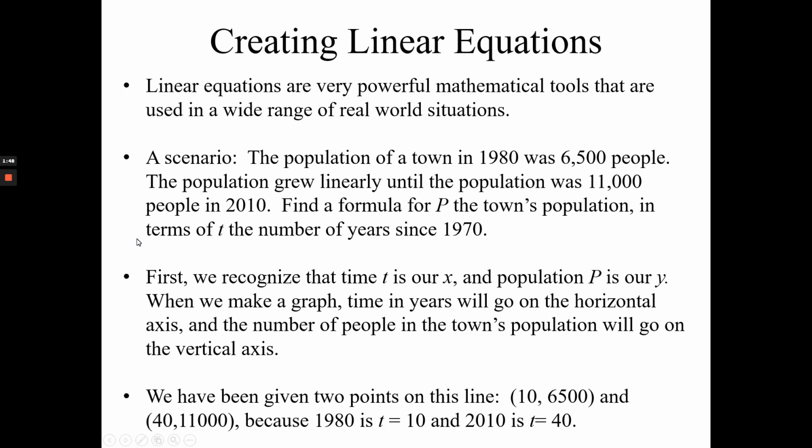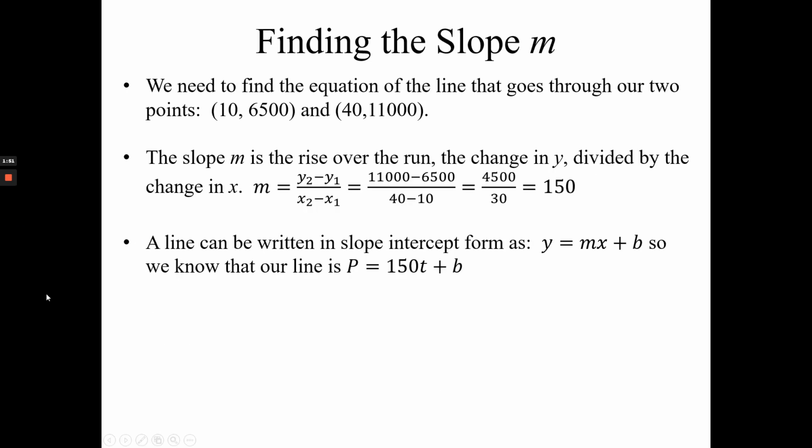Well, the next thing we need to do is find the slope of the line, m. The slope m is the rise over the run, which is the change in y divided by the change in x. So the formula for m is the y2 coordinate minus the y1 coordinate divided by x2 minus x1. So our two y coordinates are 11,000 minus 6,500, there's our numerator, and the denominator is the x-coordinates subtracted, 40 minus 10. 40 minus 10 gives me 30, 11,000 minus 6,500 gives me 4,500. 4,500 divided by 30 is 150, so there's our m, there's our slope.